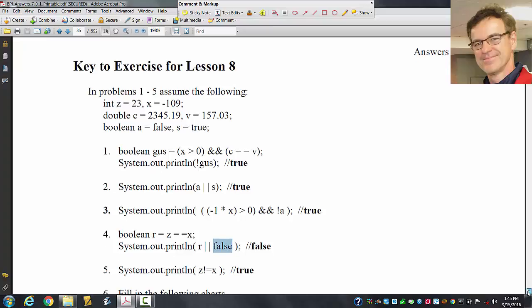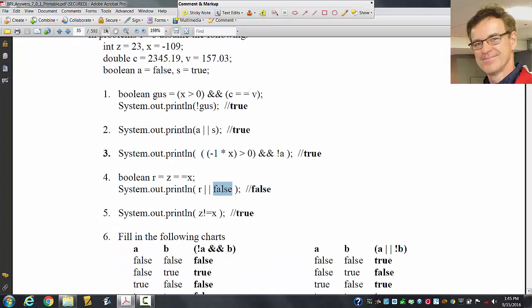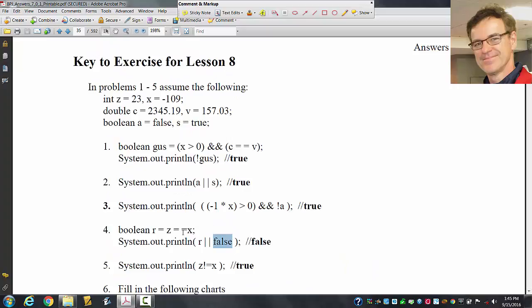Number 5, does Z not equal to X? Let's see, well, we just saw it. They weren't equal. So that must be true. Yes, Z is not equal to X. That's a true statement. So we see a true on the screen.